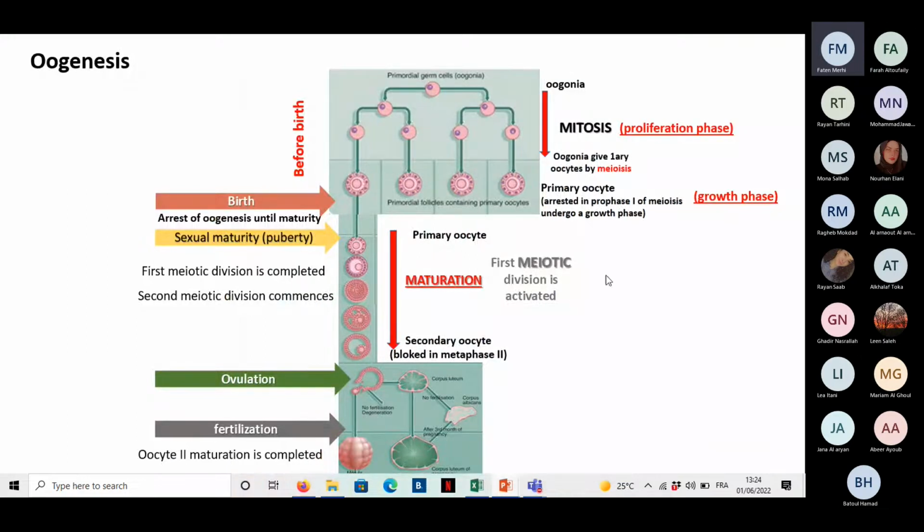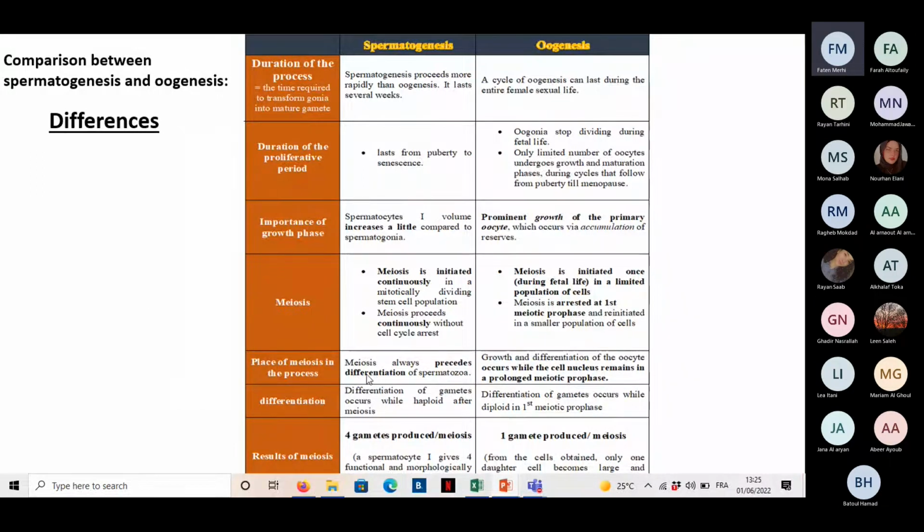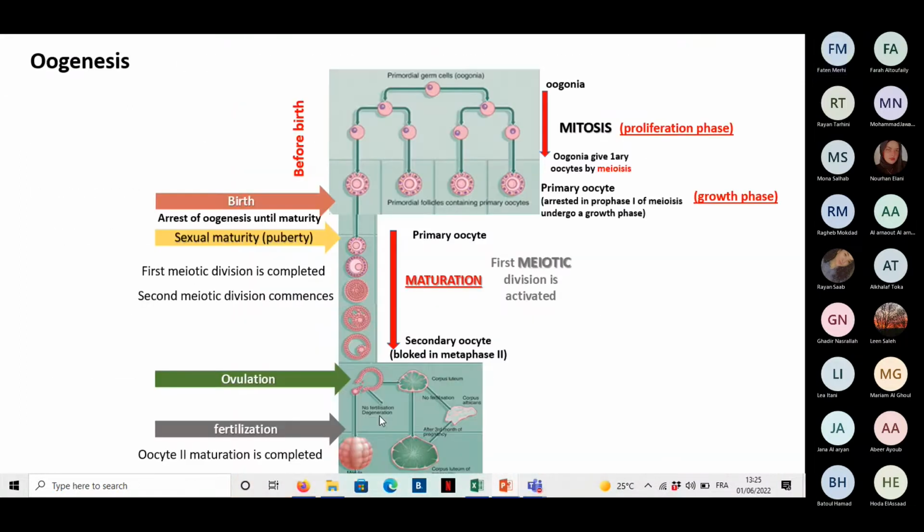Once we have those primary oocytes, they start the meiosis. They are blocked at the diplotene stage, and then we have the growth phase. So the growth phase or the differentiation occurs while those cells are engaged in the meiosis. In the male, the meiosis precedes the differentiation. Here in the females, the growth and differentiation occur while the cell nucleus remains in a prolonged meiotic prophase. Now, the differentiation in spermatogenesis occurs while the cells are haploid after meiosis.